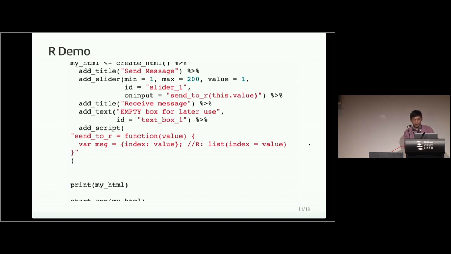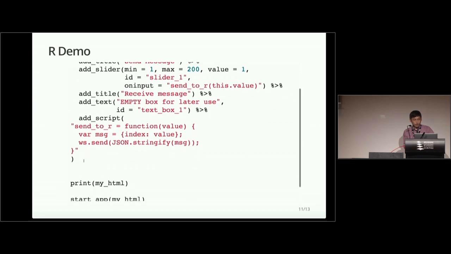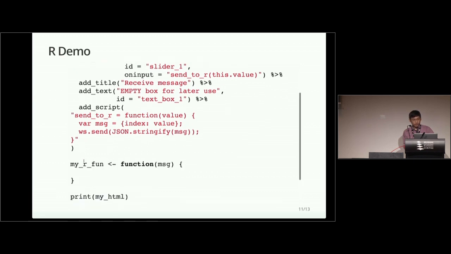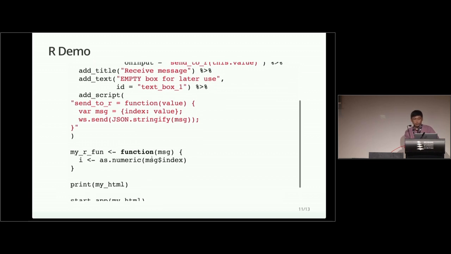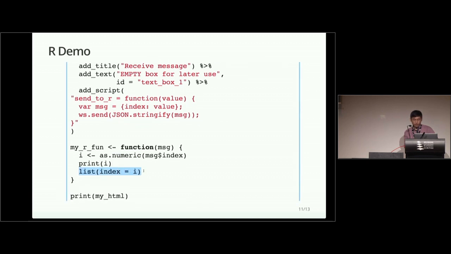After you construct that message, put it in an envelope with JSON.stringify and then send it over. Once R receives that message, you write this R function to handle it. First, this is a named list with index up there, so I can take the $ of index. Make sure it's a number, so as.numeric. Then I can print it out and return the list again, construct another object and pass it back.